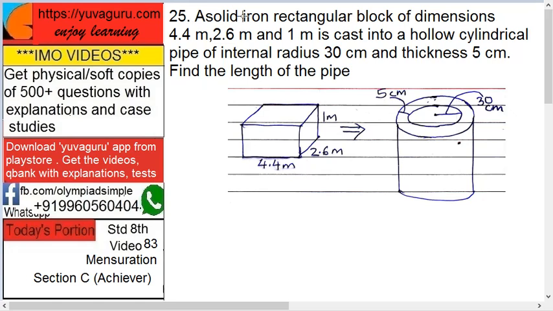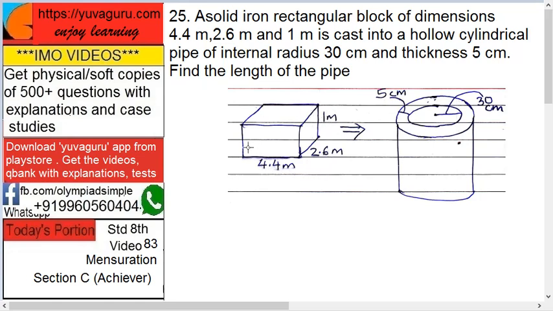Next, a solid rectangular block of dimensions 4.4 meters, 2.6 meters and 1.6 meters is cast into a hollow cylinder pipe of internal radius 30 centimeters, thickness 5 centimeters, and find the length of the pipe. It's very simple. This is a rectangular block. These are the dimensions 4.4, 2.6 and 1.